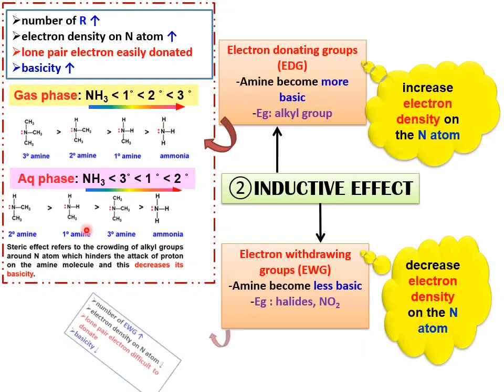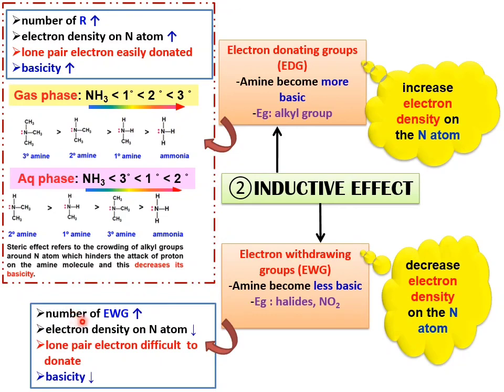So the point, if you want to explain, you can use this point. If number of EWG increase, electron density on nitrogen atom will decrease. Lone pair electron difficult to donate. So that's why basicity of amine decrease. Okay, so example of EWG adalah halide, bromine, iodine, fluorine, chlorine and nitro group. Dia kalau you tengok basicity dengan acidity ni dia terbalik daripada acidity. Kan? So you boleh lihat dia punya effect. Effect ni adalah terbalik daripada acidity. Maaf tadi salah cakap. Okay, so boleh fahamkan lagi kat sini.